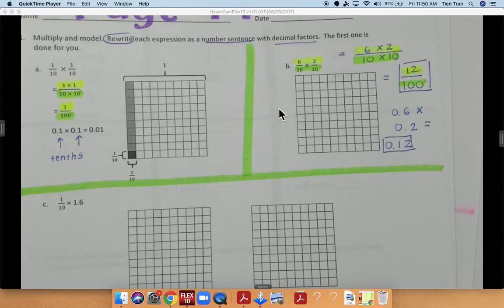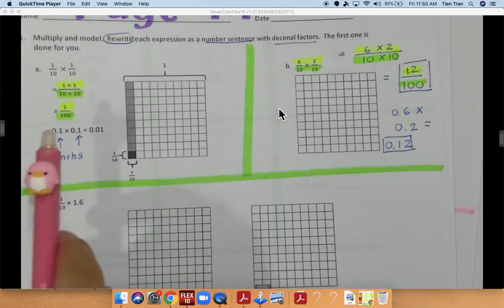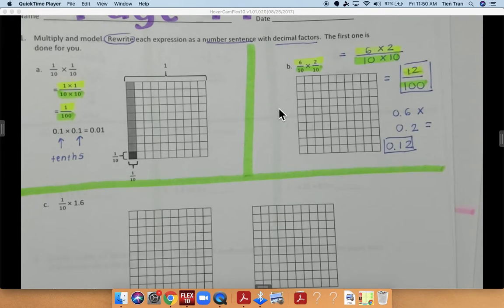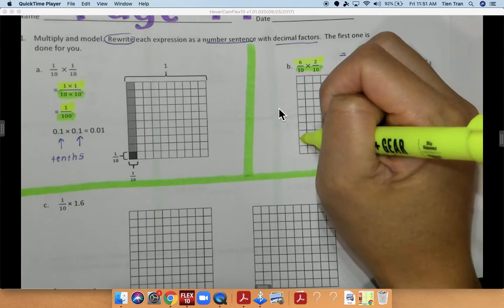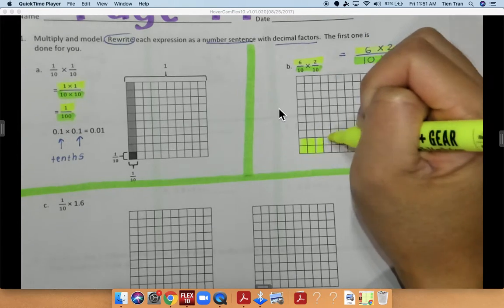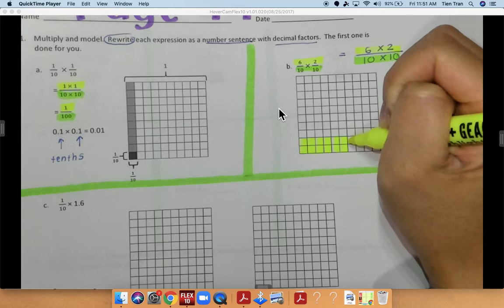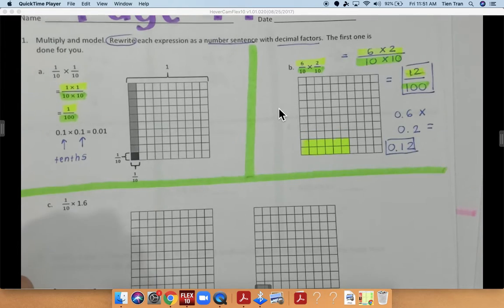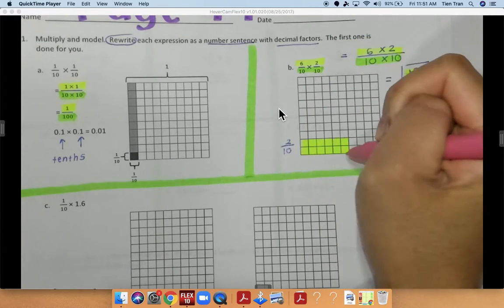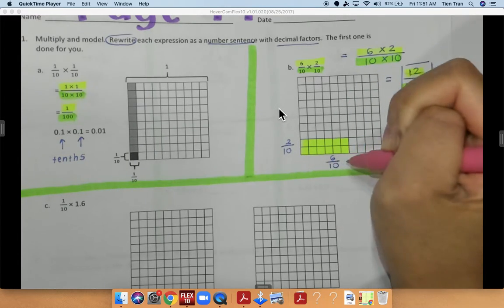Now, how would I fill this into the chart? So, what we know is that we got 12/100. And at first, we got 6 times 2. So, you're basically multiplying 12 pieces of 100. So I am going to color in my 12 pieces. 1, 2, 3, 4, 5, 6, 7, 8, 9, 10, 11, 12. And that will show me 2/10 times 6/10, which is equal to 12/100.